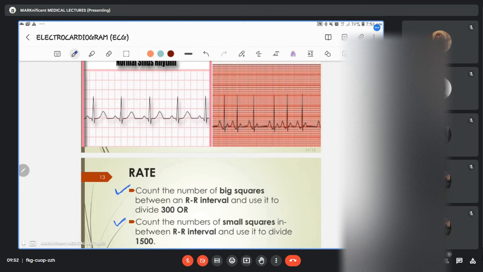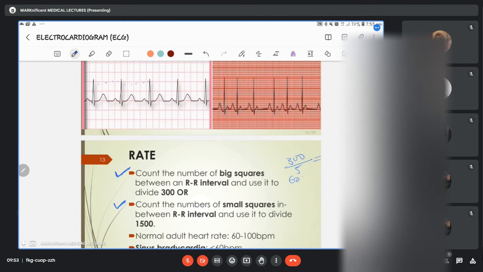that's 60, right? 300. Here I counted 5. 1, 2, 3, 4, 5. It starts from here. 1, 2, 3, 4, 5. So for the normal, 300 over 5, that's where you have 60. And if you remember the normal heart rate, 60 beats per minute. The normal value for heart rate, or pulse rate, is in the range of 60 to 100 beats per minute.